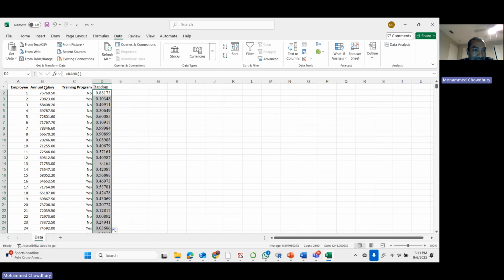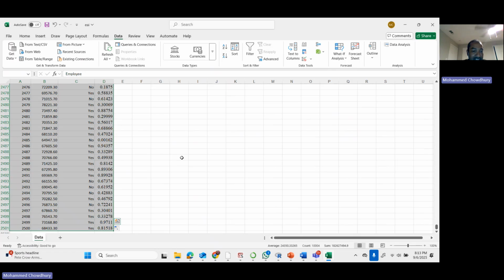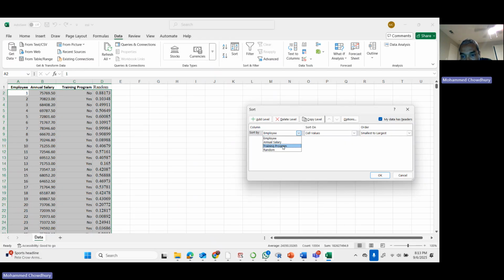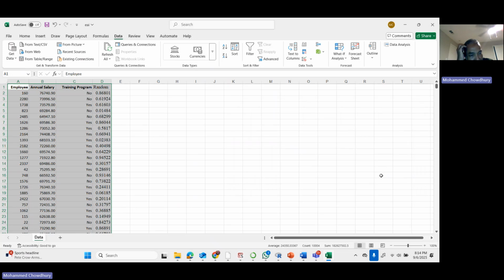I go to the data and select the first column, and then Ctrl+Shift+Right arrow, so the rest of the columns are selected. Again Ctrl+Shift+Down arrow, and all 2500 rows including the column names have been selected. After selecting these, I want to sort this data frame by the variable random. If I sort it, everything has been changed and is now in the order of the random number.